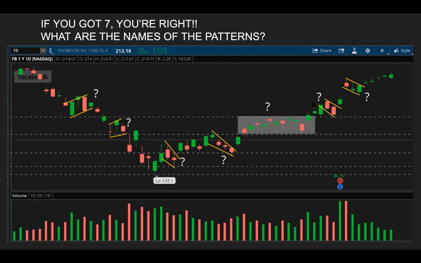This and this, right? When you can identify these types of patterns, that's like an edge in itself because you're taking the time to actually make these patterns. Some people don't even like to take the time to just look for them. But when you understand them, it's easier to trade breakouts because you already see the pattern.